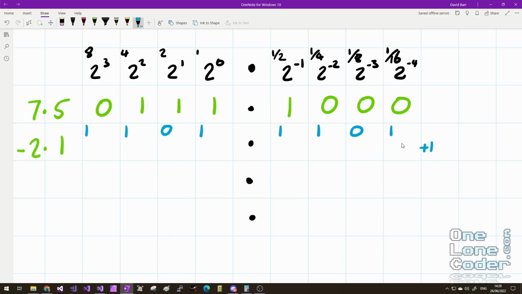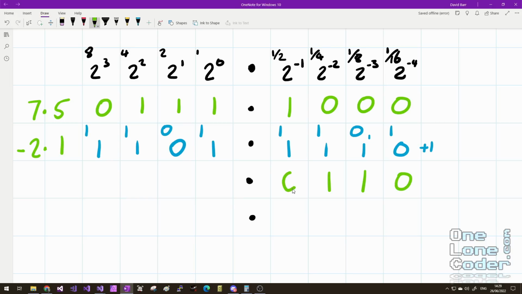1 plus 1 is 0, carry a 1. 0 plus 1 is just 1. Nothing to carry, nothing to carry, nothing to carry. 1 plus 0 is nothing to carry. 0 plus 0 is nothing, nothing to carry, and nothing to carry. Now I need to add the 2 together. So 0 plus 0, 0. 0 plus 1, 1.